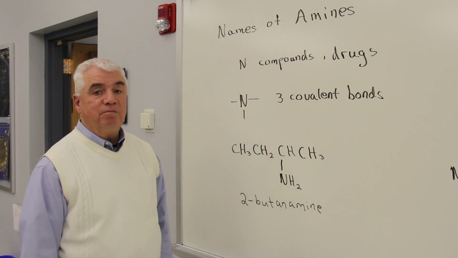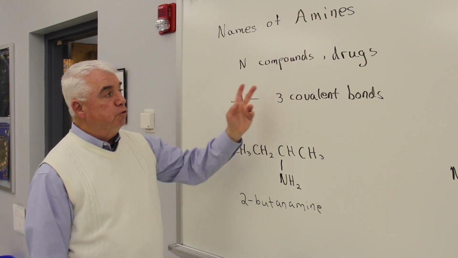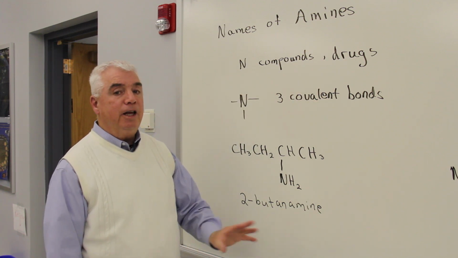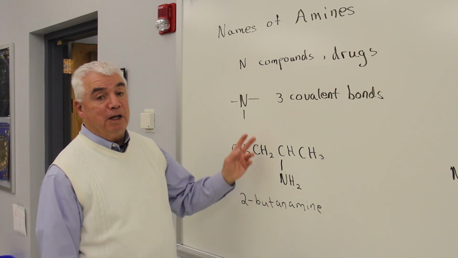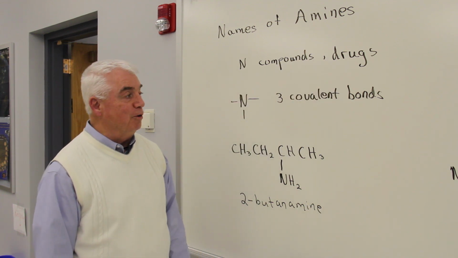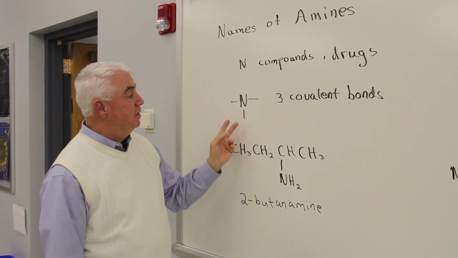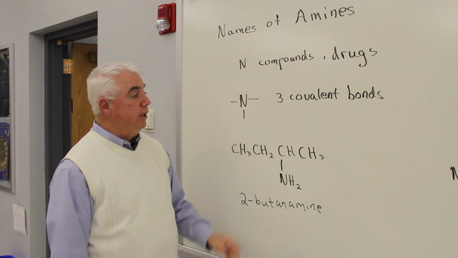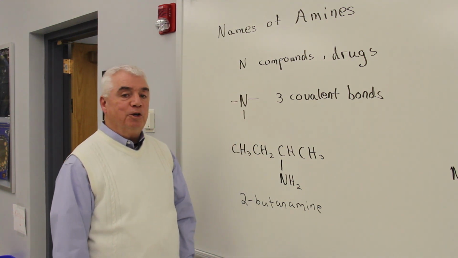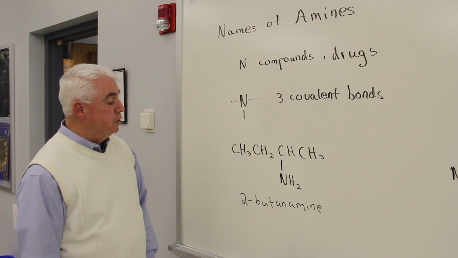Names of amines. Amines are nitrogen-containing compounds, and there are more drugs that have this particular functional group, that is nitrogen, than any other element. It's true not only of illicit drugs, but pharmaceutical drugs too, that we take on an everyday and life-saving basis. The magic number for nitrogen is 3 covalent bonds. Carbon, you know, is 4, oxygen 2, hydrogen 1, but nitrogen, its magic number is 3.